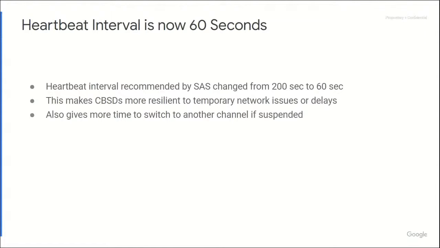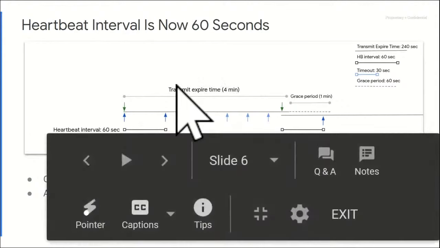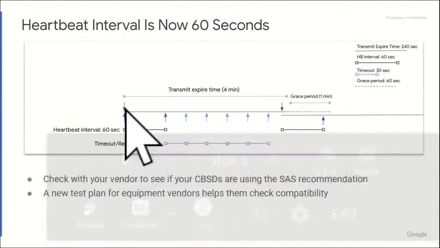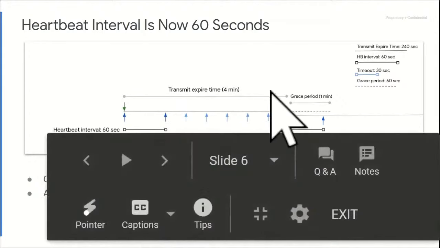So let's take a deeper look at what's going on here with this graphic. Here you can see the typical heartbeat interval as we've now proposed it. So the heartbeat begins here, the new transmit time, and ends 4 minutes later.